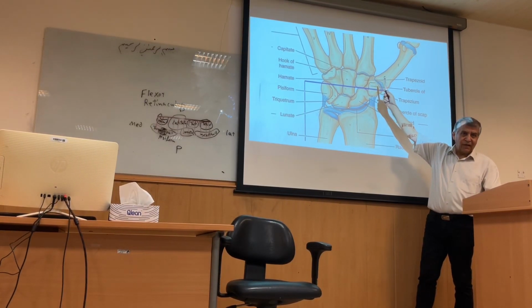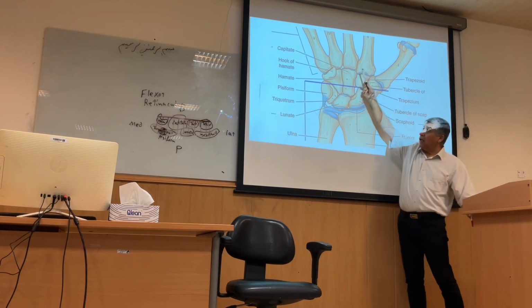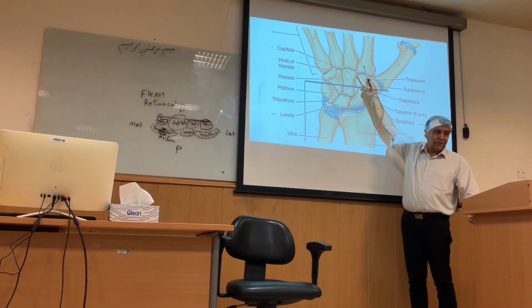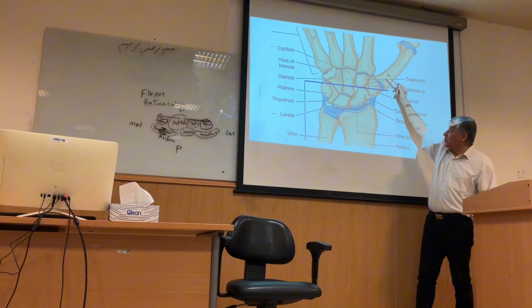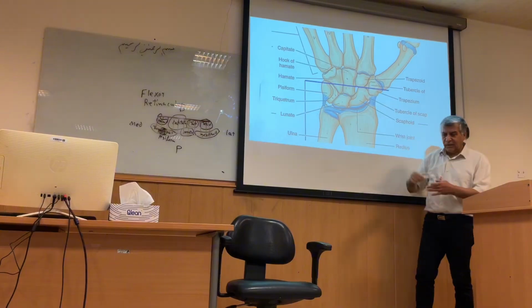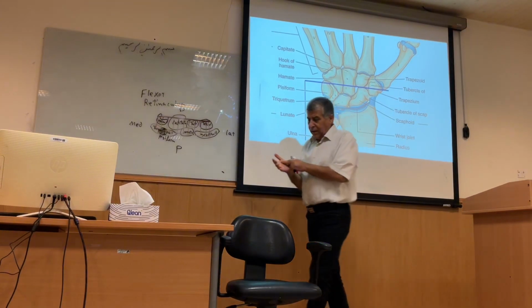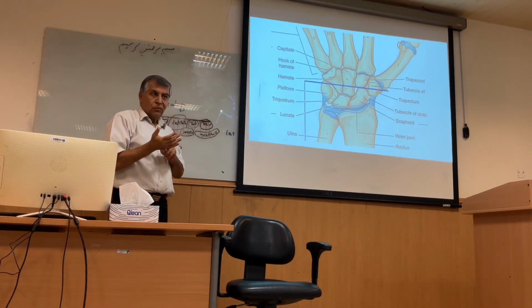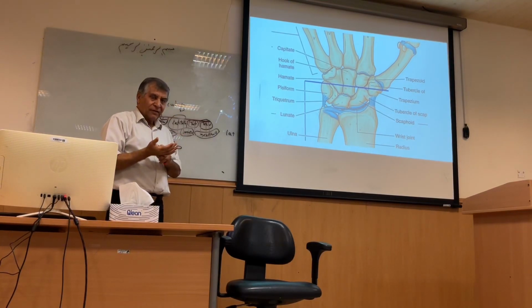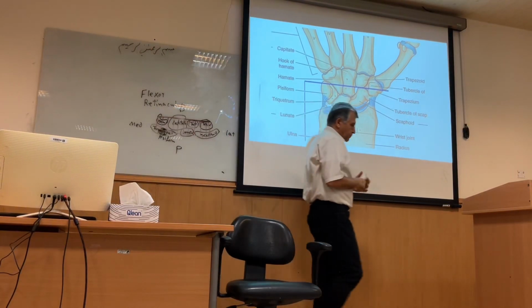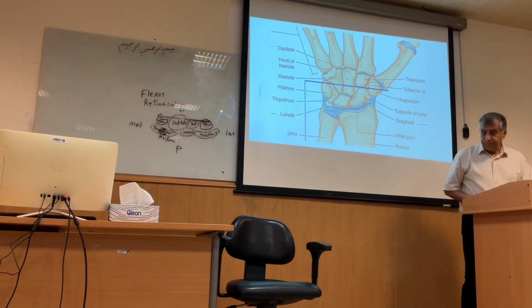Growth plate for all metacarpal bones is near to the head. But for the first metacarpal bone, it is near to the base. Okay? Growth plate of the second metacarpal bone is near to the head. First is near to the base. Okay?